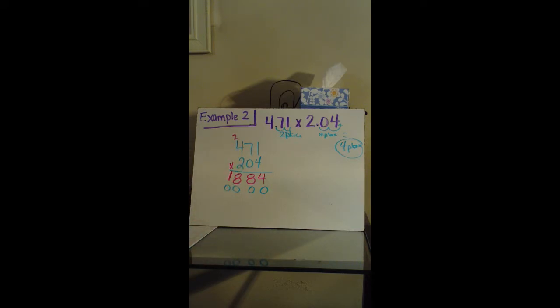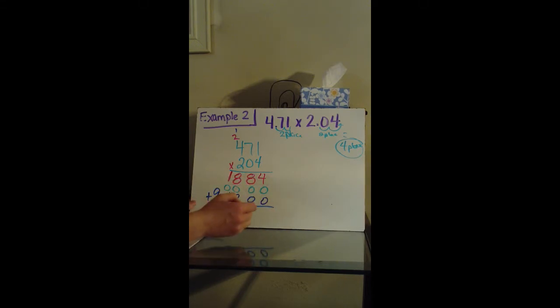Now I'm ready to move over to my 2. And since it's the third one over, I need 2 zeros to hold my place. And now 2 times 1 is 2. 2 times 7 is 14, carry my 1. And 2 times 4 is 8, plus 1 more is 9.